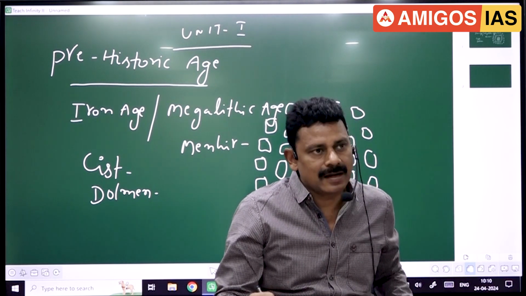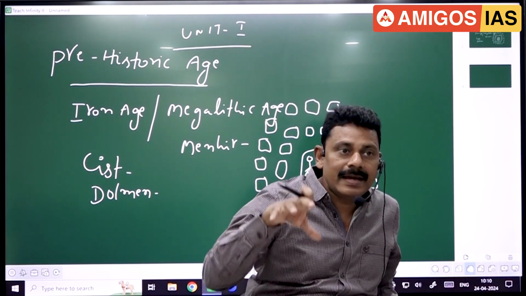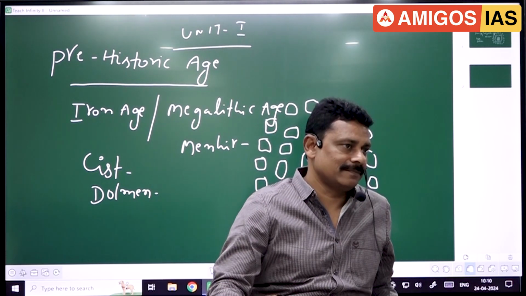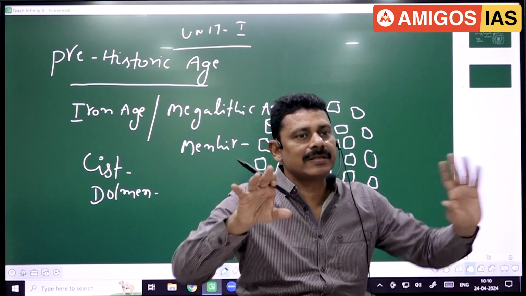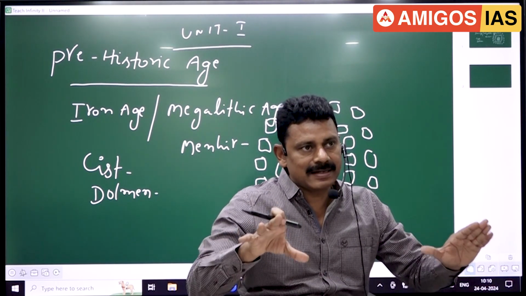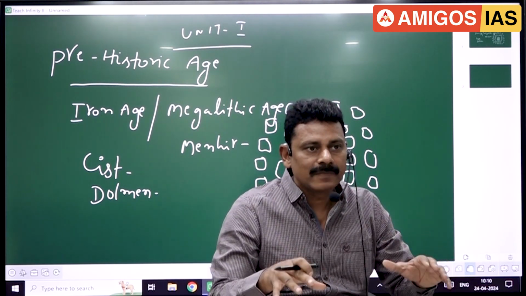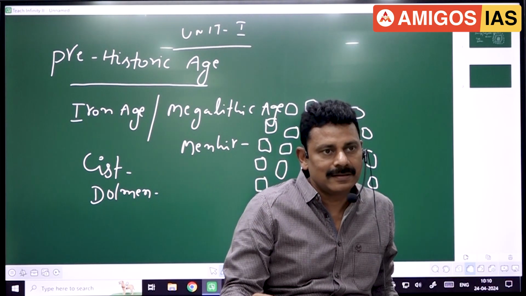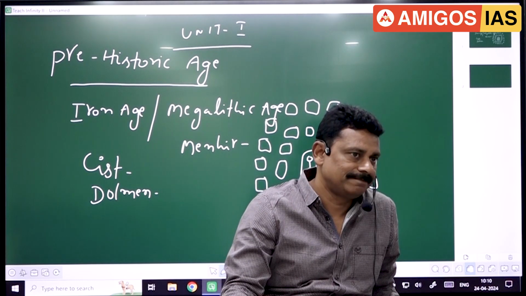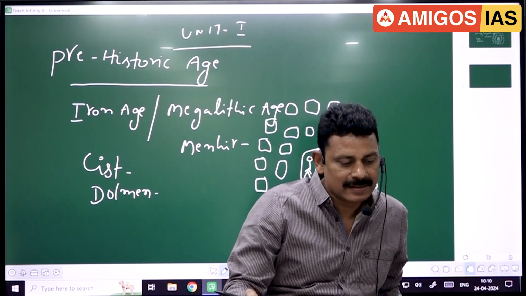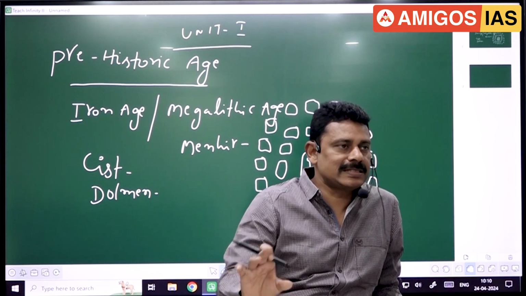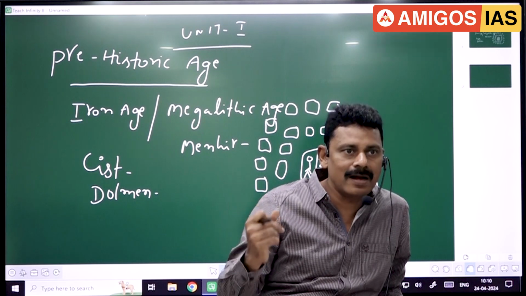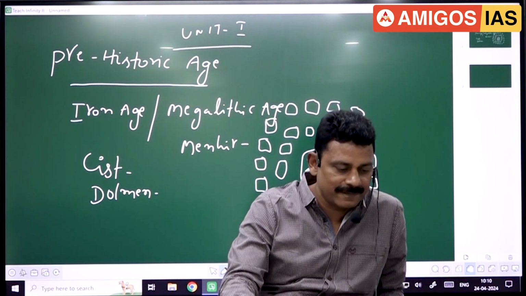Whereas in the dolmens, they don't bury the coffin under the earth. They place the dead body in the coffin over the surface of the earth. So that was a major difference between cyst and dolmens. Both of them look alike, the difference being burying them versus leaving them on the earth surface.